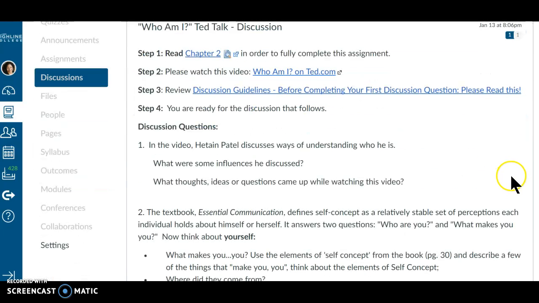So here's your assignment, right? This is what I want you to do. And you can see my screen now, so you can see that only one person has actually done this discussion, and that means that they're waiting for their classmates to comment so they can finish their assignment.